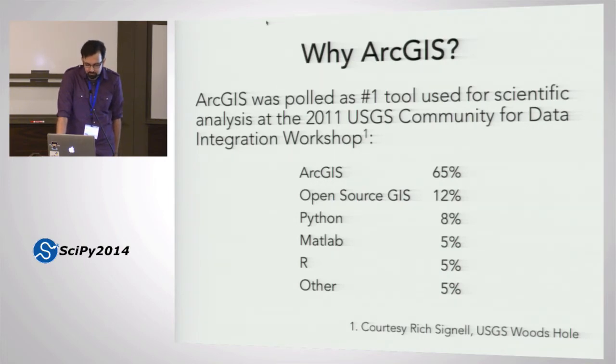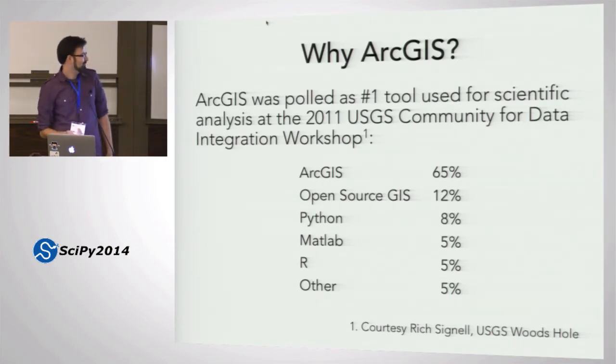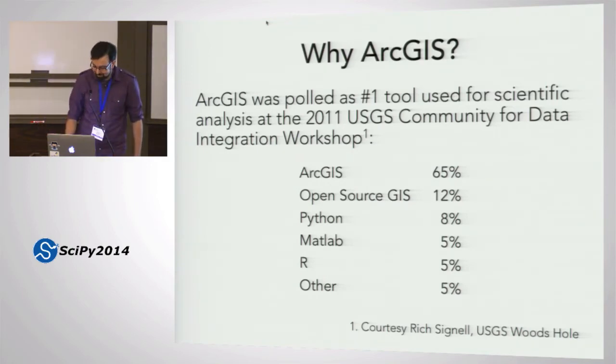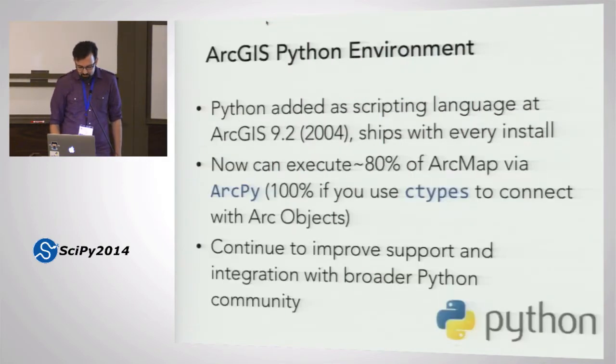But probably these numbers are changing over time, and clearly Python should, and I don't know, that seems way low for Python, that there's only 3% more Python people than MATLAB, but maybe that's true, I don't know. So ArcGIS has had Python for quite some time. It started about a decade ago.